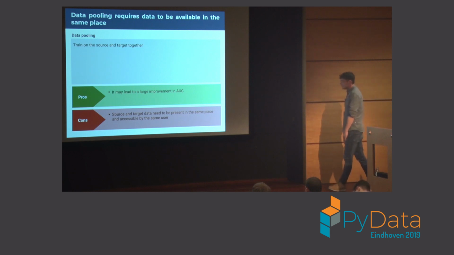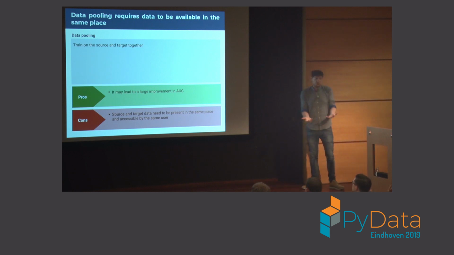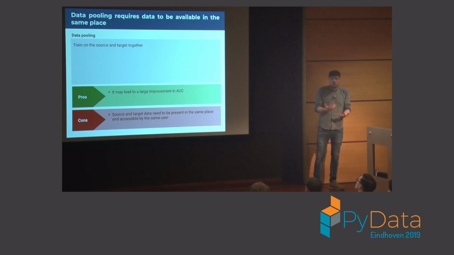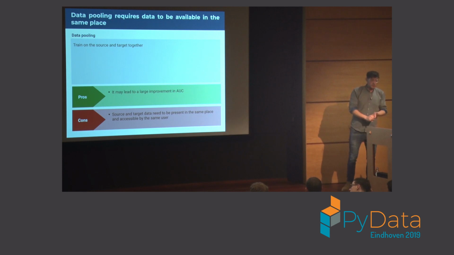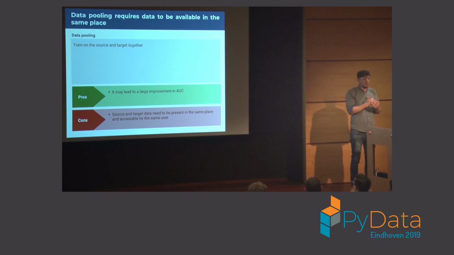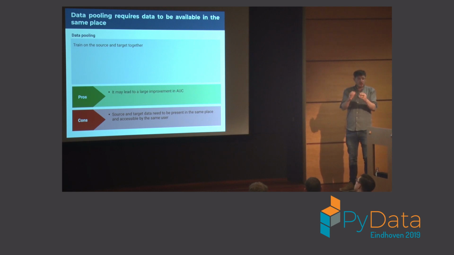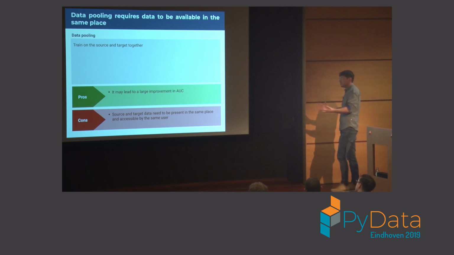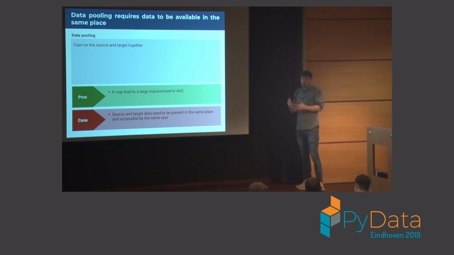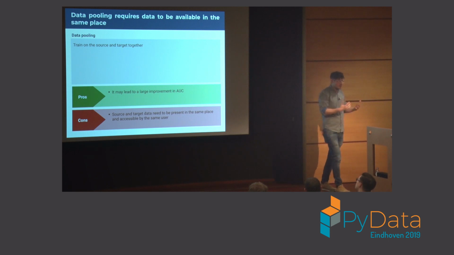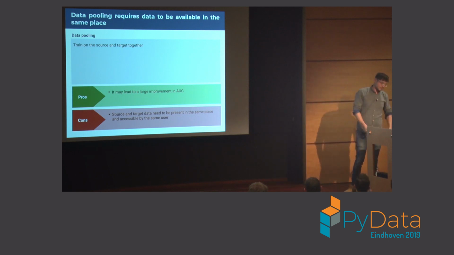There are different possibilities. The first one, well, you just put the data together. You train on both target and source. This indeed will probably lead you to a big improvement in the AUC. There is one problem, and that has more to do with the legal side of things, because in order to have that, you need the two datasets to be actually present in the same place, and accessible by the same user. And normally, hospitals do not really like to share data. For the moment, we're not allowed to do this.